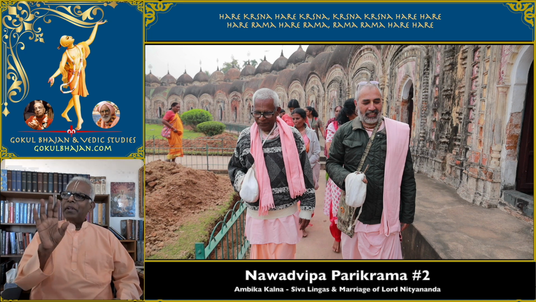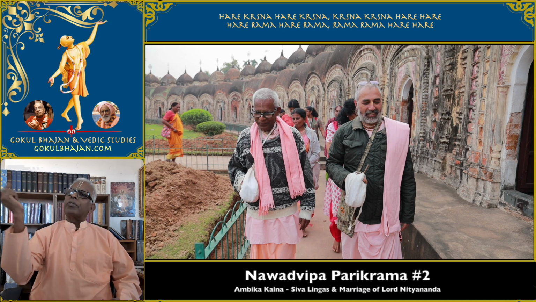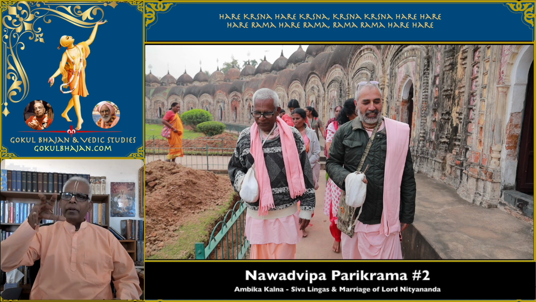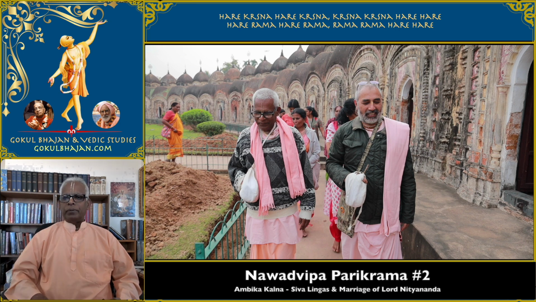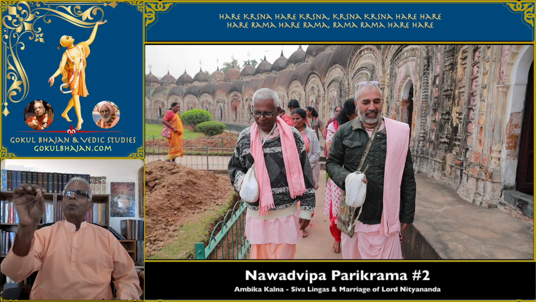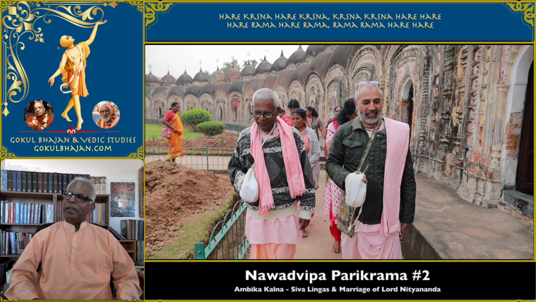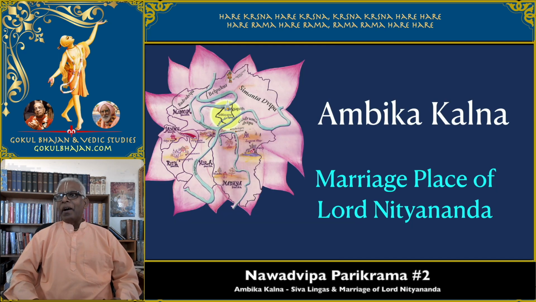If you see, there are 74 temples in the outer circle, and inside, the white walls that I told you, 34 of them. So 74 plus 34, you will see 108. That many Shivalingas. Now let us go to Ambika Kalna, where Lord Nityananda Prabhu's marriage took place.